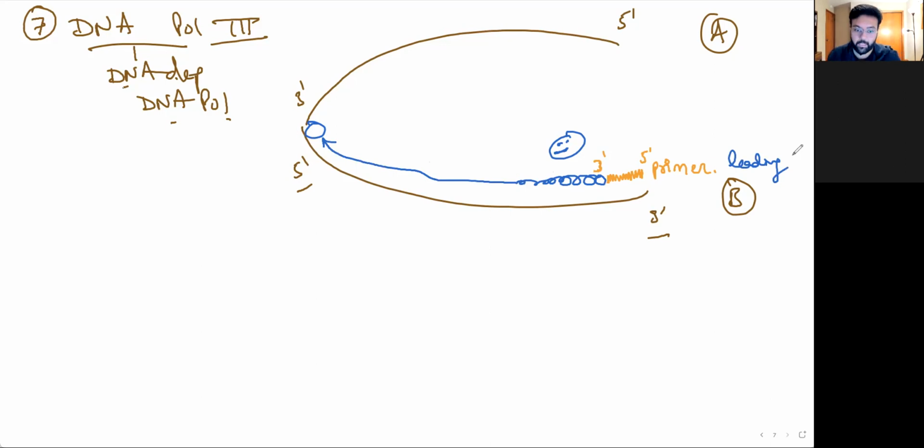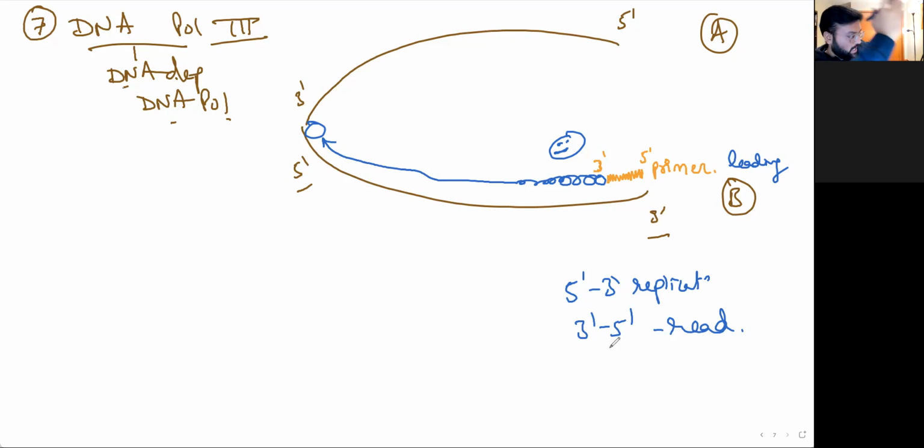So this is the point. 5' to 3' replicates by reading 3' to 5'. Now this is very important. DNA polymerase is very, very specific. It will read from 3' to 5' and multiply 5' to 3', 5' to 3', 5' to 3'. Every time it moves from 5' to 3', it will add nucleotide, nucleotide, nucleotide.